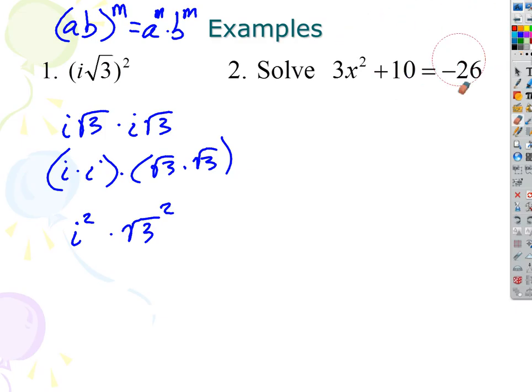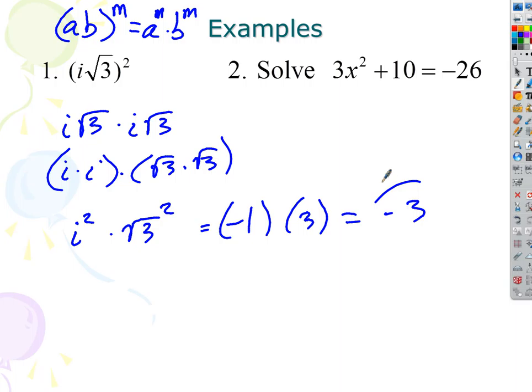Okay, now, what is I squared? What is I squared again? -1. Okay, so that equals -1. And then square root of 3 squared is 3. So my answer is -3, right? Make sense? Okay.